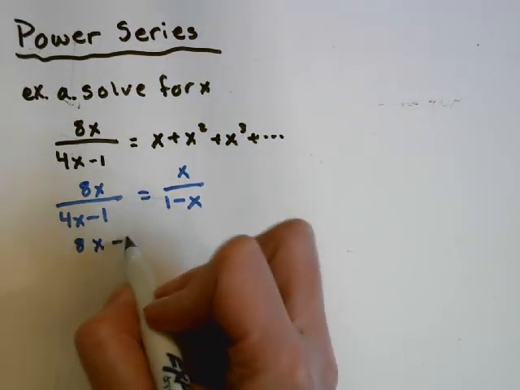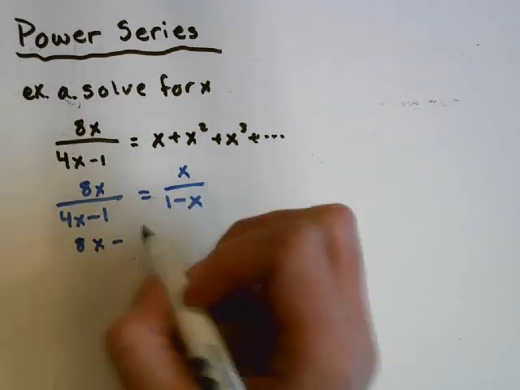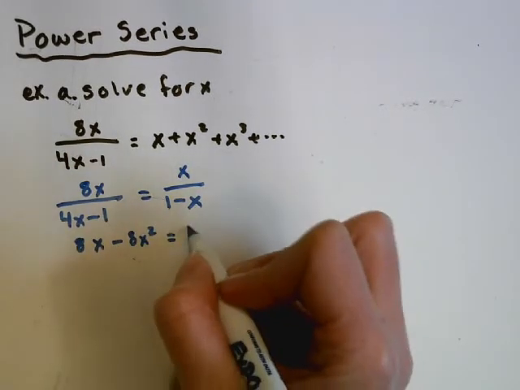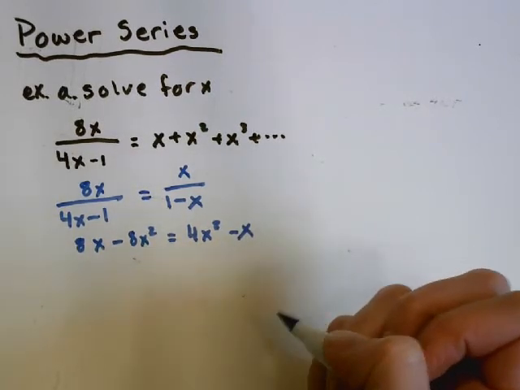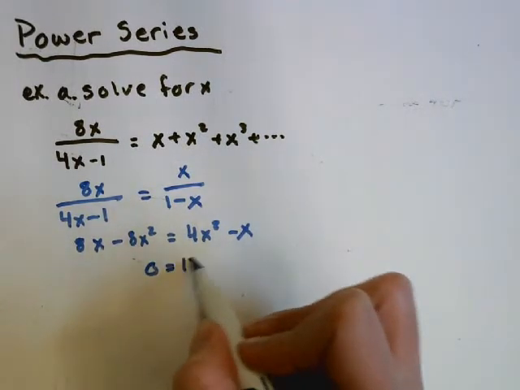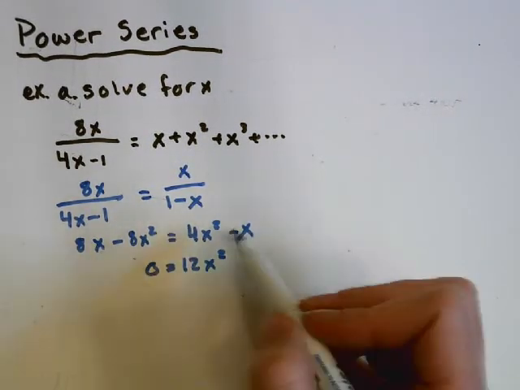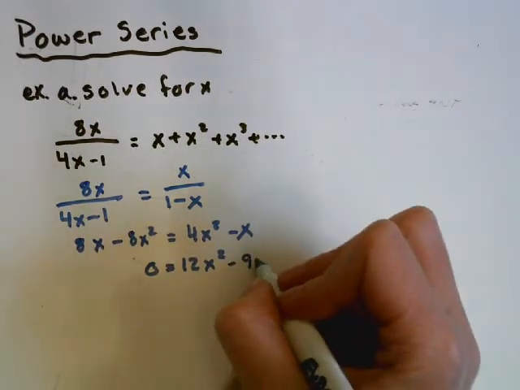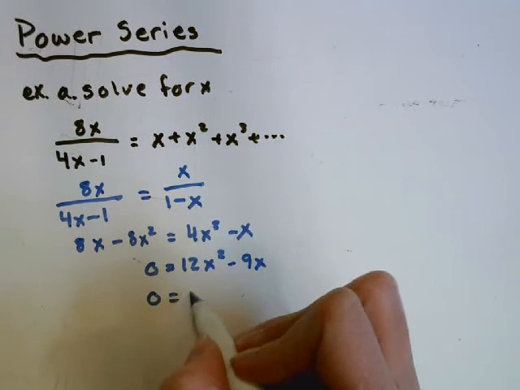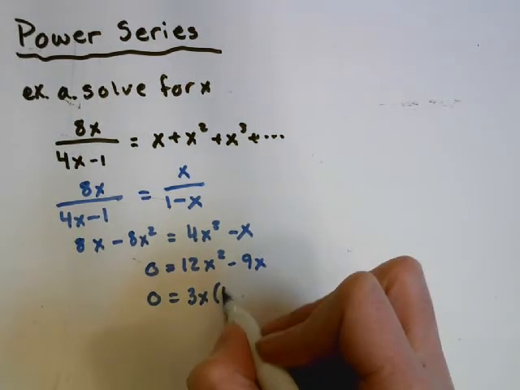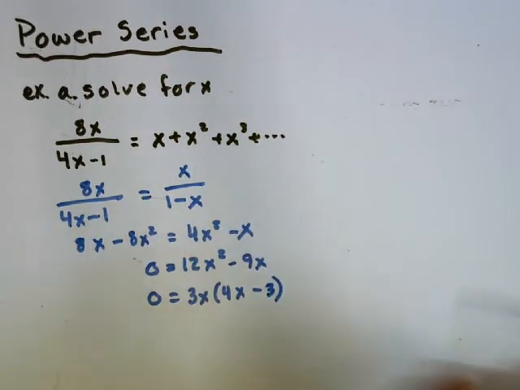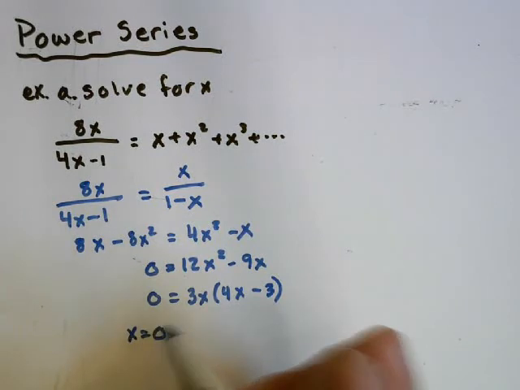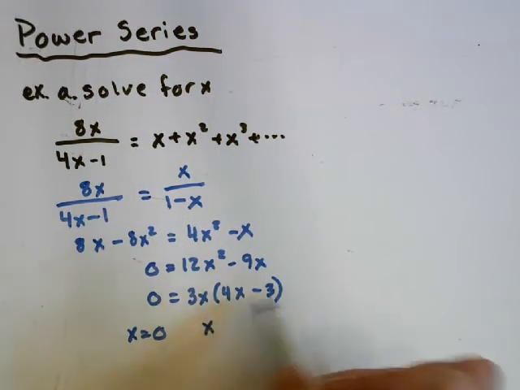So now I have just a simple algebra problem. So cross multiply. Then I'll move everything to one side. So 0 equals 12x squared minus 8x minus x, which is 9x. Factor out a 3x. So either x is equal to 0 or x is equal to, when I solve that one, 3/4.